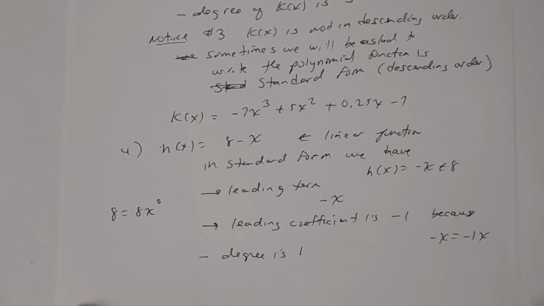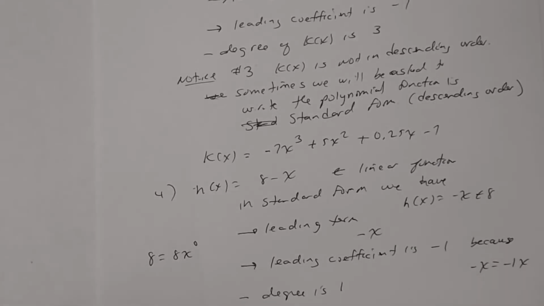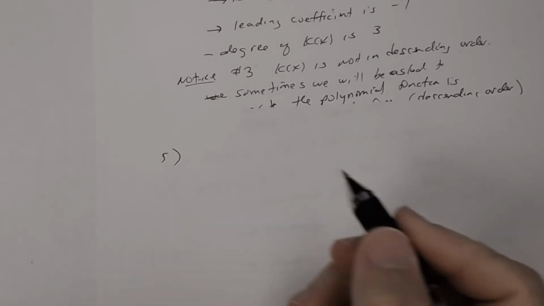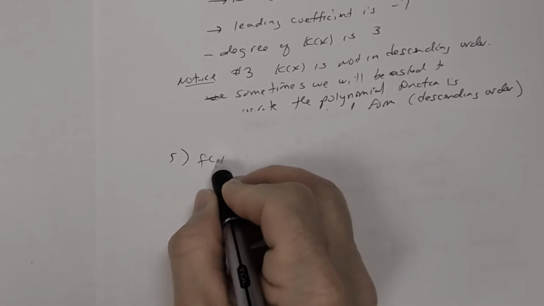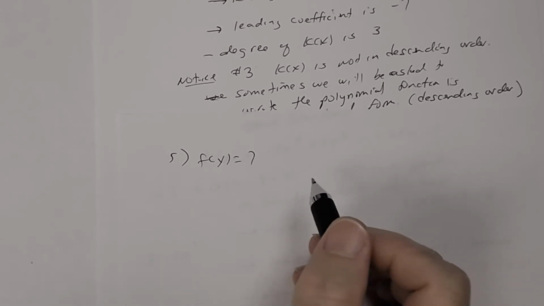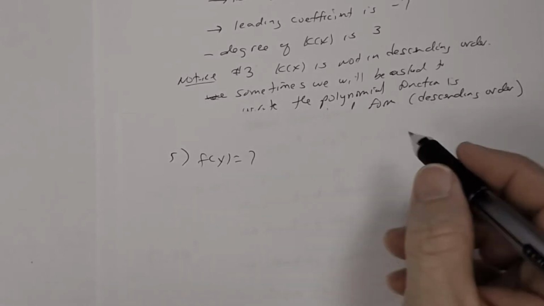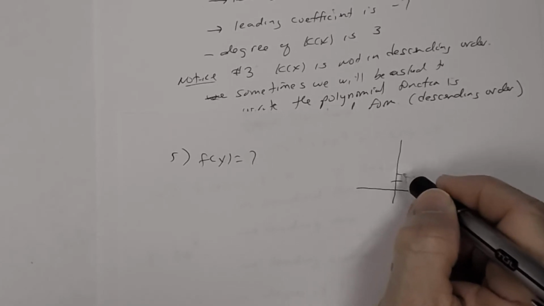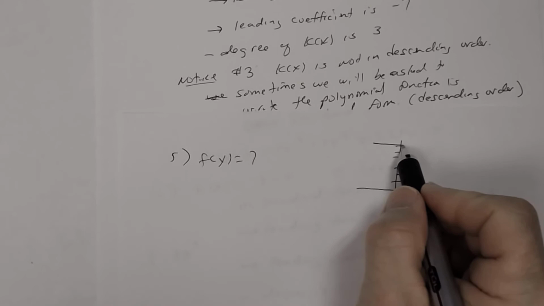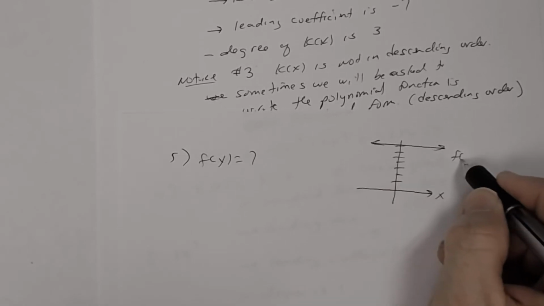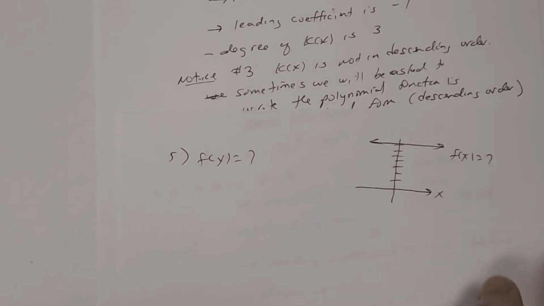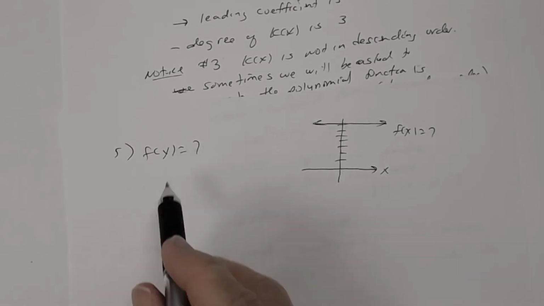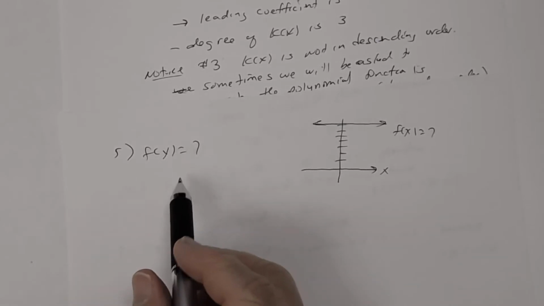Okay? All right, let's look at number 5. So we have f of x equals 7. All right, so you graphed this before. Remember that graph is a horizontal line. 1, 2, 3, 4, 5, 6, 7. So here's f of x equals 7. All right, so that's still a polynomial function. And you may say, well, how is that a polynomial function? It doesn't have a variable.